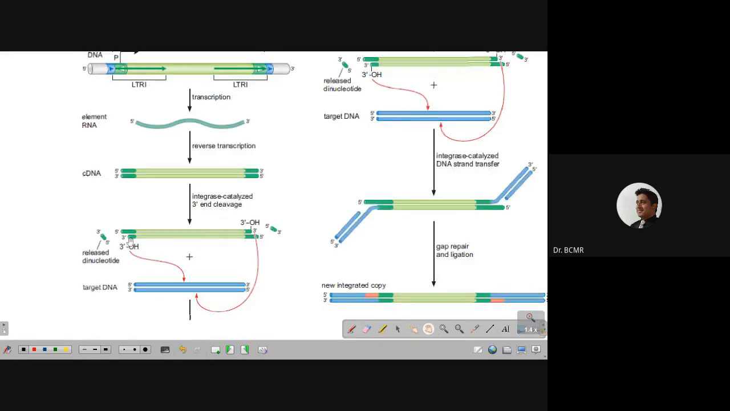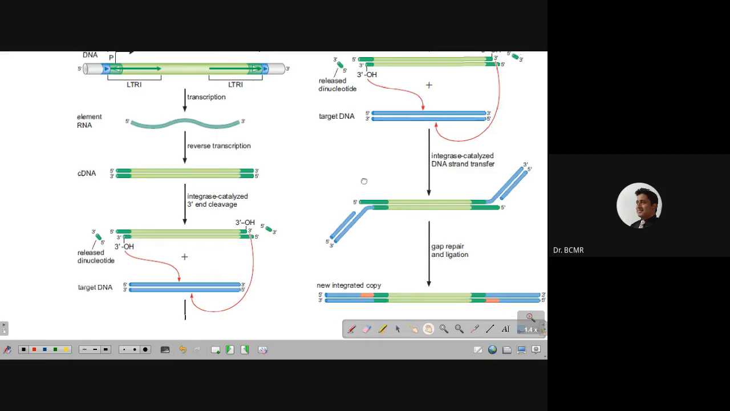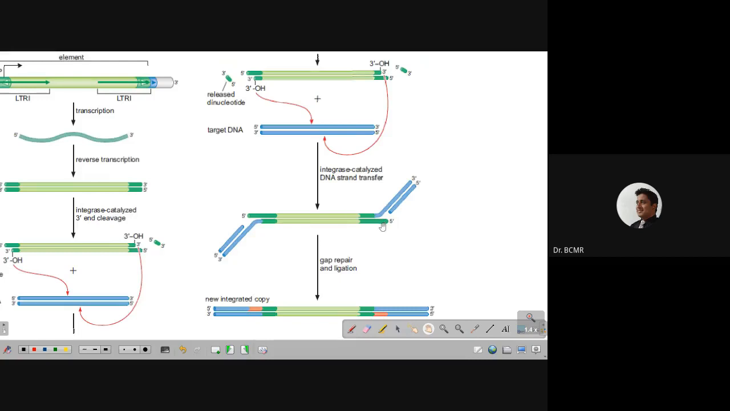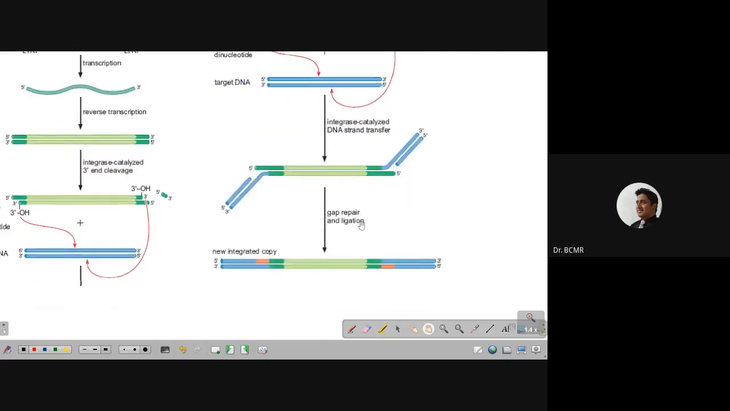The integrase will then process the ends of this double-stranded cDNA produced by reverse transcriptase, and that makes an attack on the target site. Upon that, it gets integrated something like this, and you have these gaps and extensions which are repaired, gap repair, and ligation happens, because of which you have target site duplication.